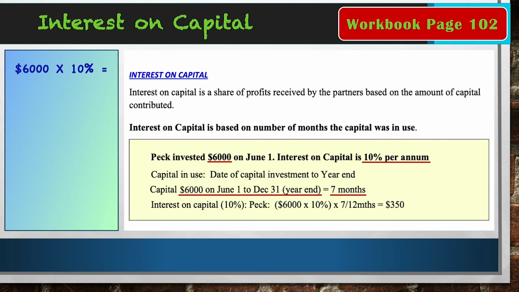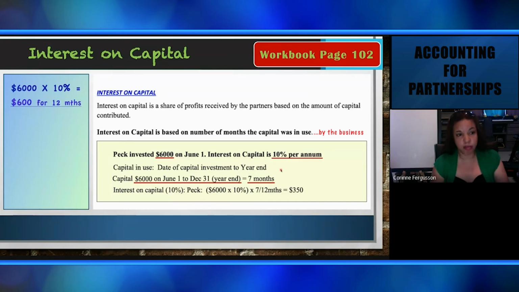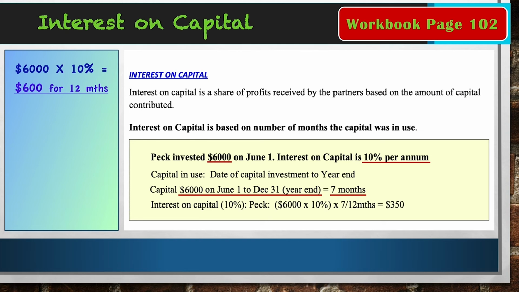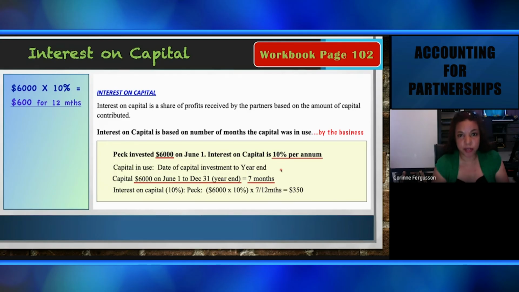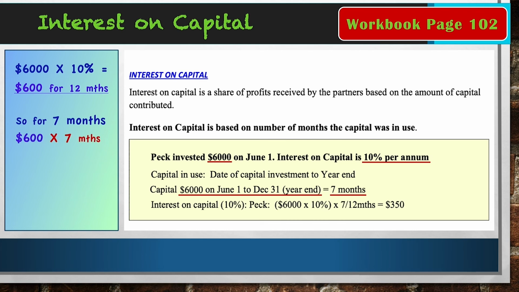So it's $6,000 at 10% per annum. The reward for a year or 12 months would have been $600. Was it invested for the full year? No, it wasn't. As we saw here, it was invested only for 7 months. So how would you calculate the interest for 7 months? It will be the annual amount of 600 multiplied by 7 over 12. So it's however many months over the full 12 months. And that gives you 350 as the interest on capital for PEC.